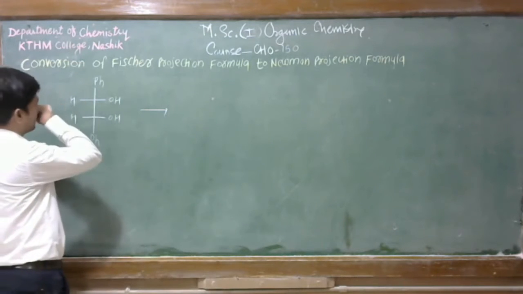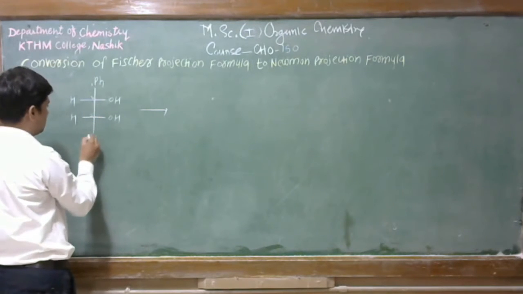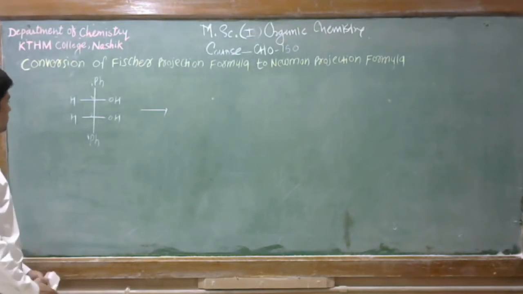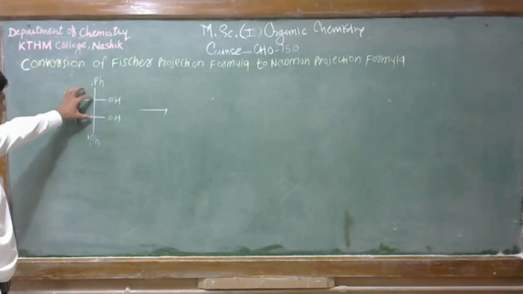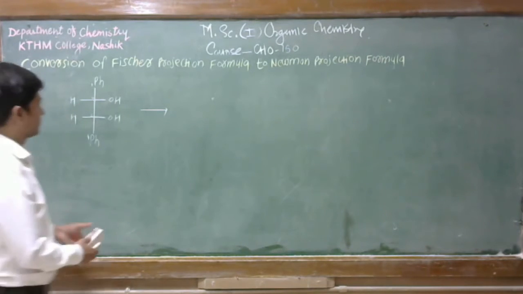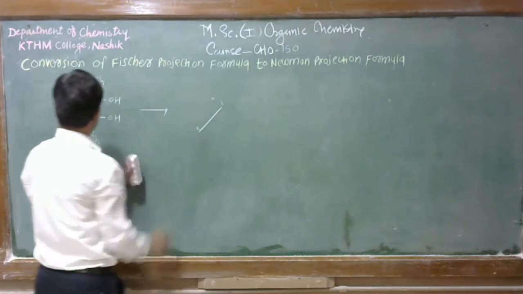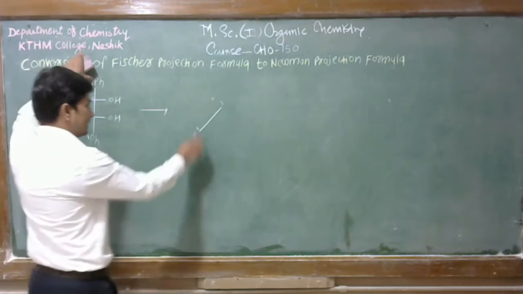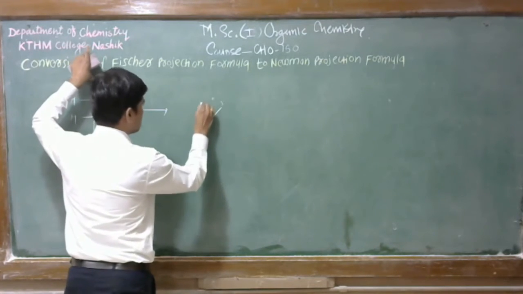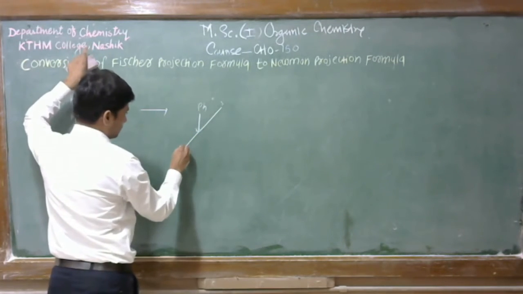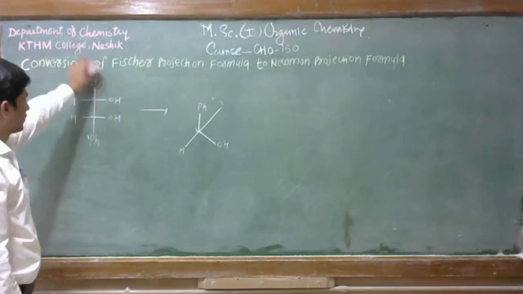Therefore, if we number the carbons, if this middle one is 1, this is 2, this is 3, and this is 4. On Sawhorse projection formula, we have to show here the configuration on carbon number 2 and carbon number 3. Therefore, this is carbon number 2 and this is carbon number 3. If we see here, the phenyl is on the vertical line, therefore it is shown in the above direction. So this is phenyl, and this is hydrogen, which is present on the horizontal line. This is hydroxyl group, which is also present on the horizontal line.